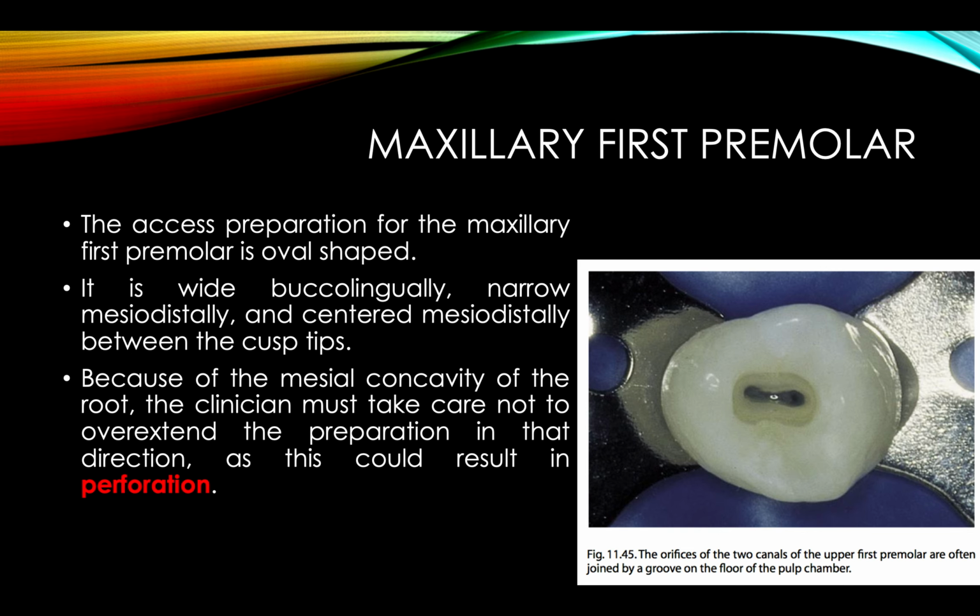And your access cavity should reflect the anatomy of the pulp chamber. And remember, the pulp chamber reflects the anatomy of the clinical crown of the tooth. So your access cavity will be oval in shape. It will be wider buccolingually than mesiodistally.